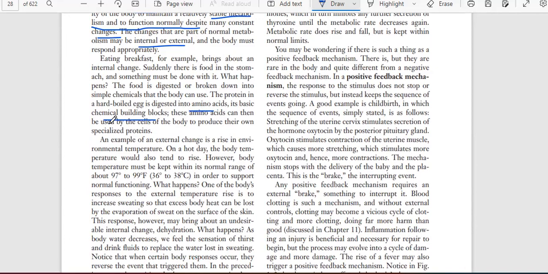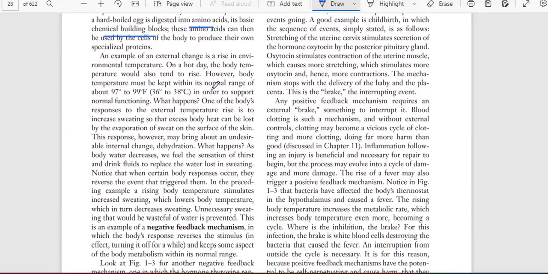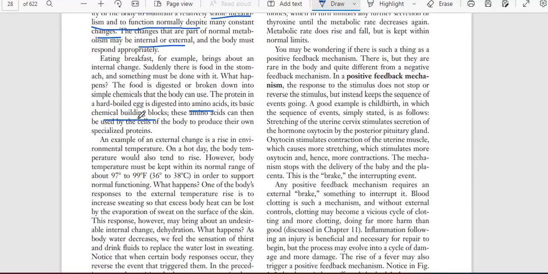These amino acids can then be used by the cells of the body to produce their own specialized proteins. So this is the example it is given, of how the metabolism occurs. Next we will talk about an example of an external change. So this is the example of internal changes.